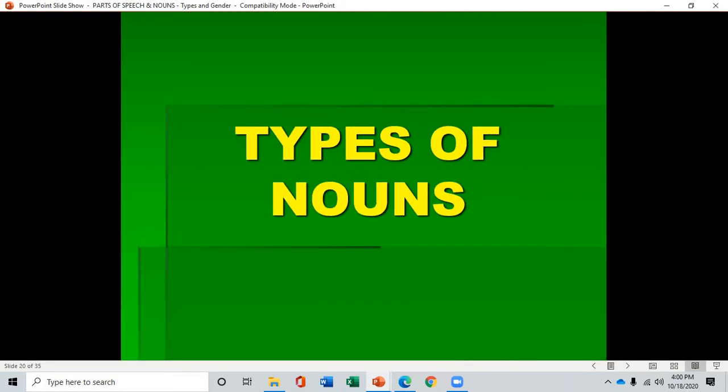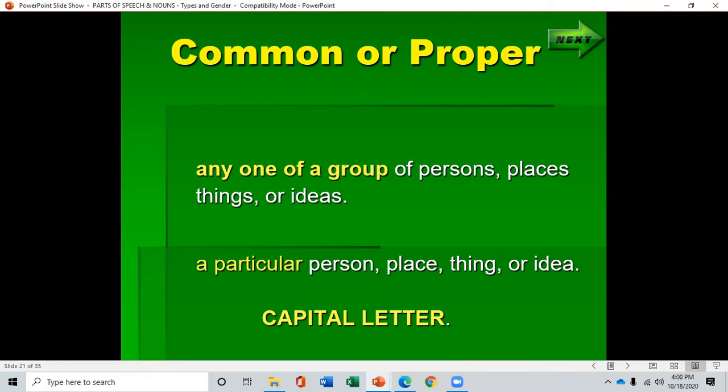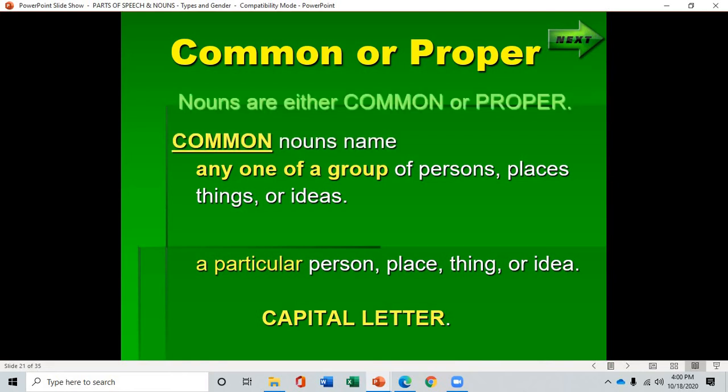Now, let's go to the types of nouns. All right, so we have common or proper. Okay, so what's the difference between common or proper? So when we say common nouns, these are group of persons, place, things, or ideas in general term. Okay, siya yung mga general term like doctor, teacher. Okay, and they usually don't begin with a capital letter.